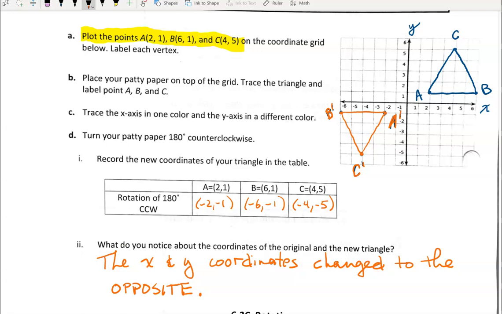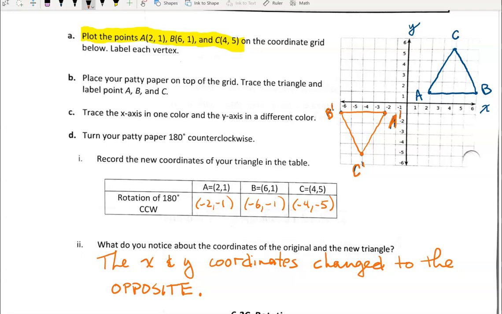Okay, hopefully after you tried this activity in your notes, you have something like this. So the blue triangle here is the original triangle ABC. And then when you spin your triangle 180 degrees and retrace it, you should have it in the position where I have the red triangle, A prime, B prime, C prime. And then if you find the coordinates of these 3 points, you should have (-2, -1) for A prime, (-6, -1) for B prime, and (-4, -5) for C prime.